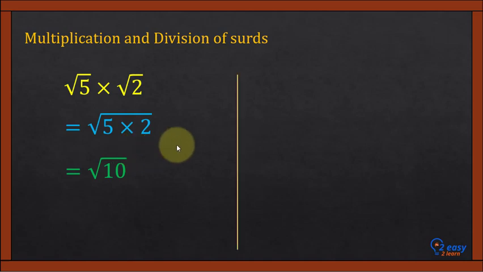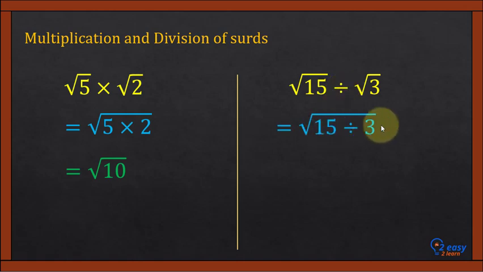Let's discuss one example of division. Square root of 15 is a surd, divided by square root of 3, which is also a surd. If both roots are the same and there is a division sign between these roots, you can write them under the same root. So 15 divided by 3 is 5. So your final answer is square root of 5.